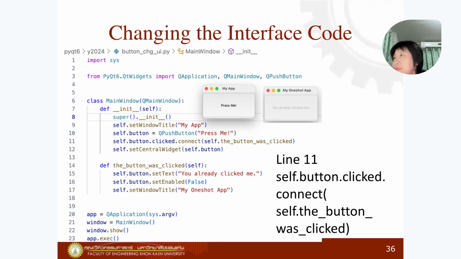Observe that at line 11, the button clicked signal is connected with the slot the button was clicked. In the button was clicked, we can change the text of the button by calling the method setText. Now we change the text to be "You already clicked me". And then we call setEnabled to be false so that it's no longer clickable, and then set the window title to be "My One-Shot App". So here we can change the window title by calling the method setWindowTitle.